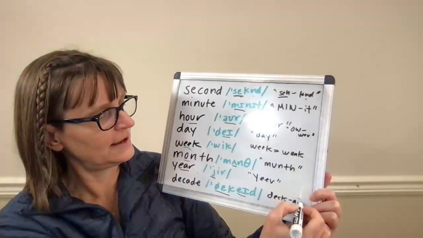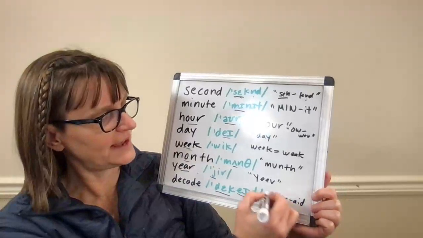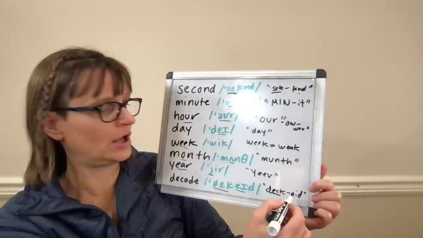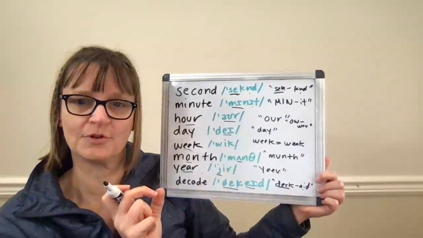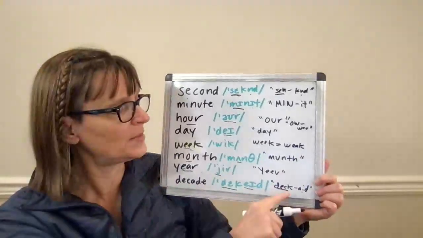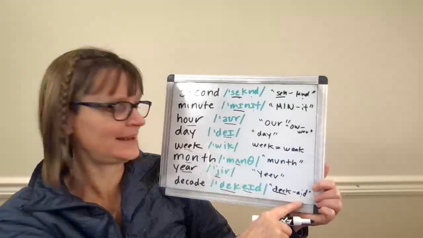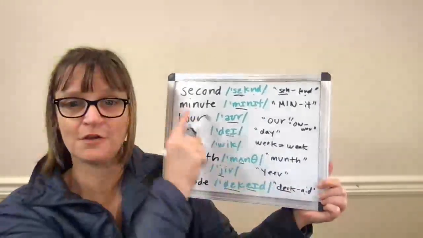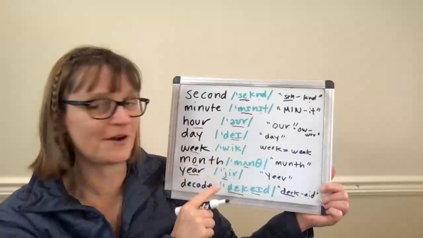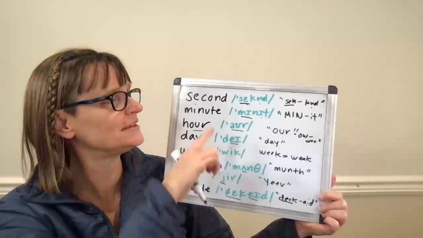So decade, I do want to have the dec syllable long and the aid syllable shorter, decade. I have the stress, but I still have the clear vowel A in aid. You thought we were out of room? We are, but we also have two more, so let's just review these.